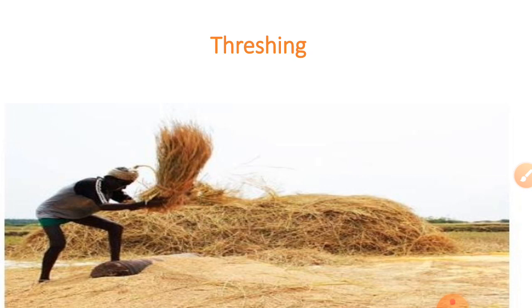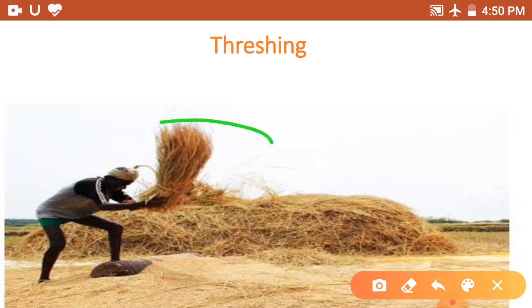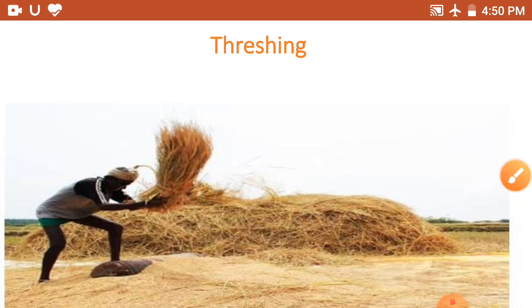You can see in the picture this person is doing threshing. He is not doing hand picking. He is beating the stalk on the floor. So threshing can be defined as the process of separating the edible part, for example grain seeds, from the stalk, either with the help of machines, bullocks, or sometimes by beating them. Here threshing is done by a person beating by hand.